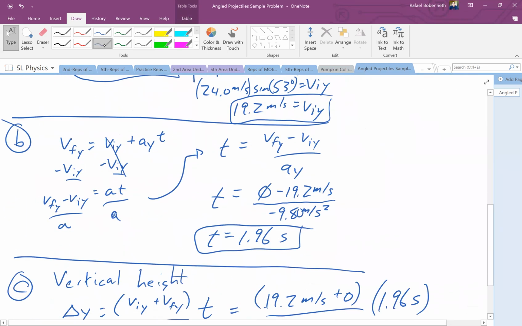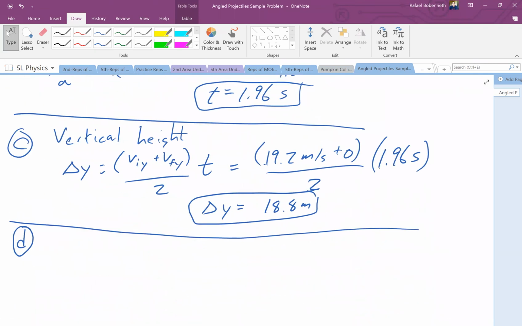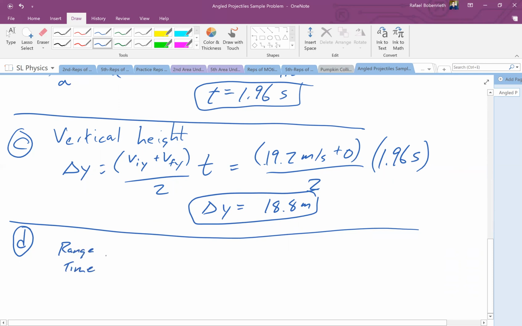Well, this is where we have to remember something that we talked about in class, which is one of those things about angled projectile motion. In the absence of air resistance, we said that there's a relationship between the range time and the max height time. It was 2 times the max height time gives you the range time.